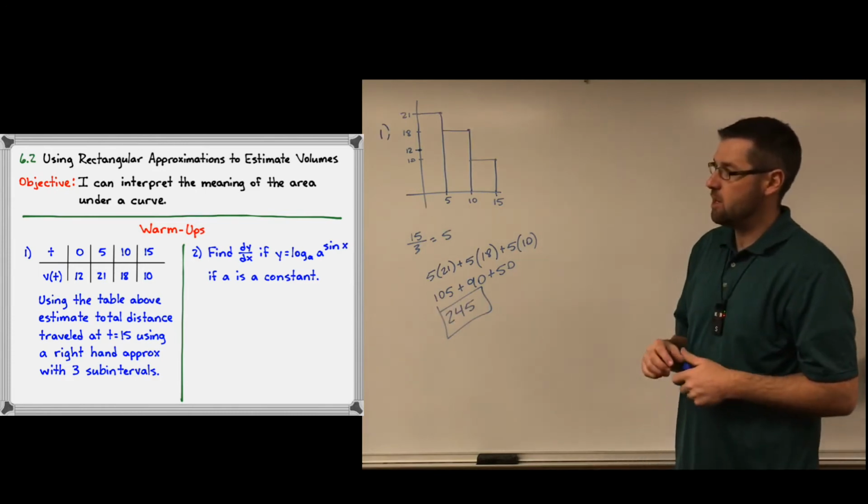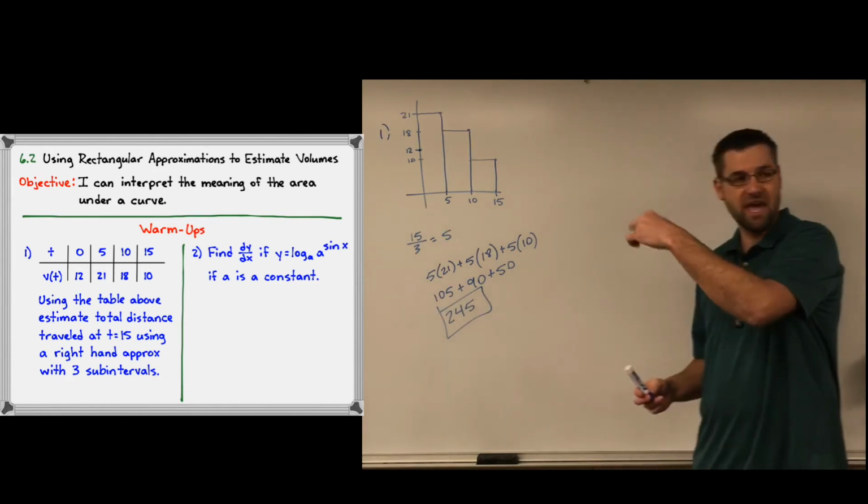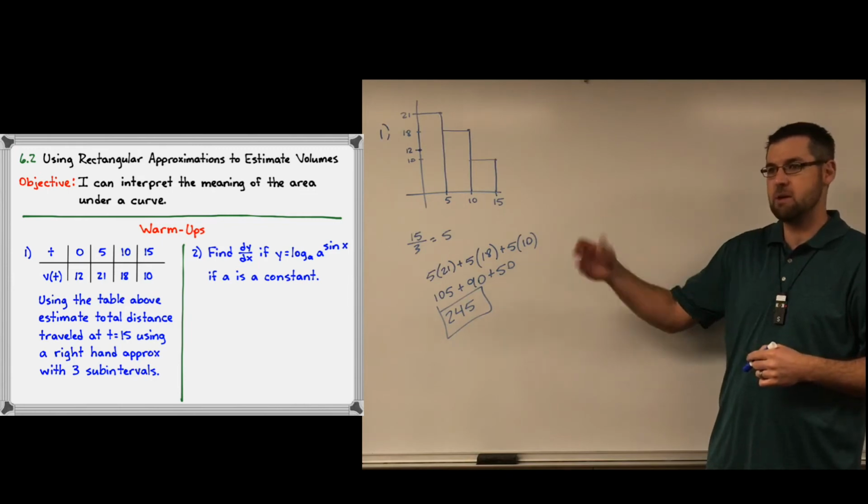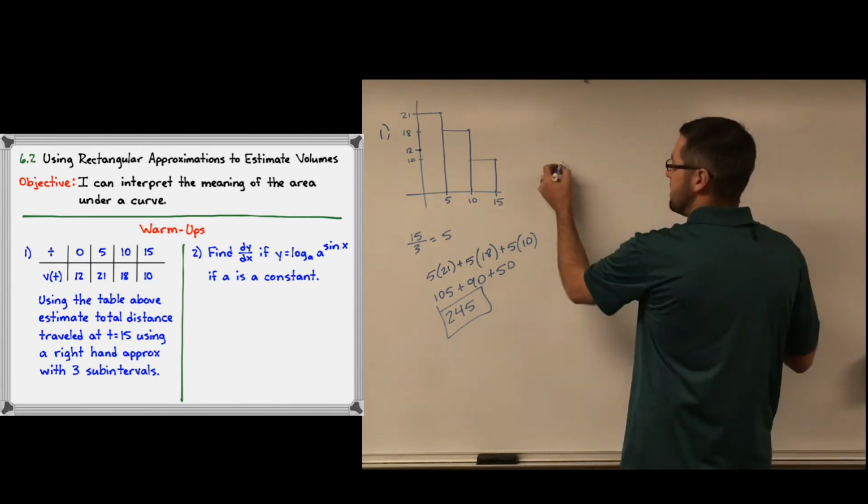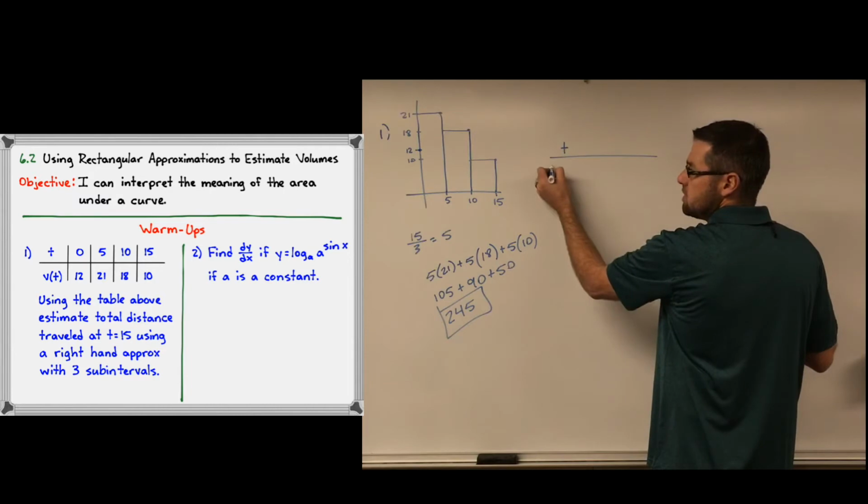Okay. Now, let's try and understand that in terms of the table instead of the graph, because you've got to be able to quickly do this. So let me rewrite the table real fast. T and V of t.